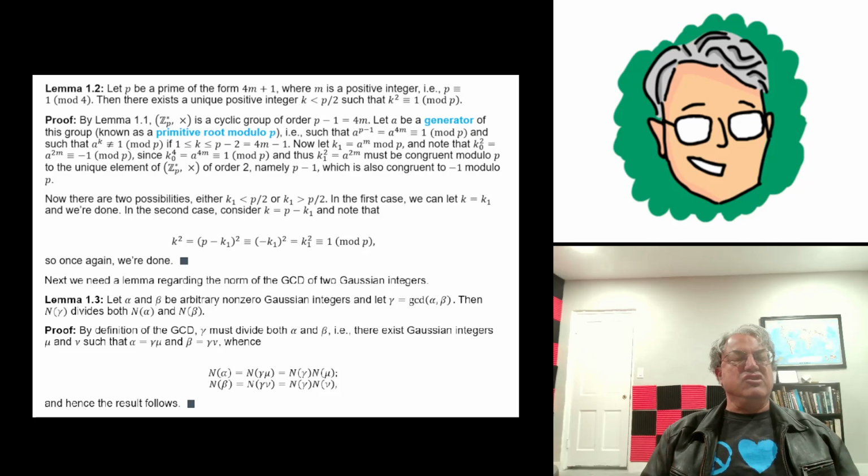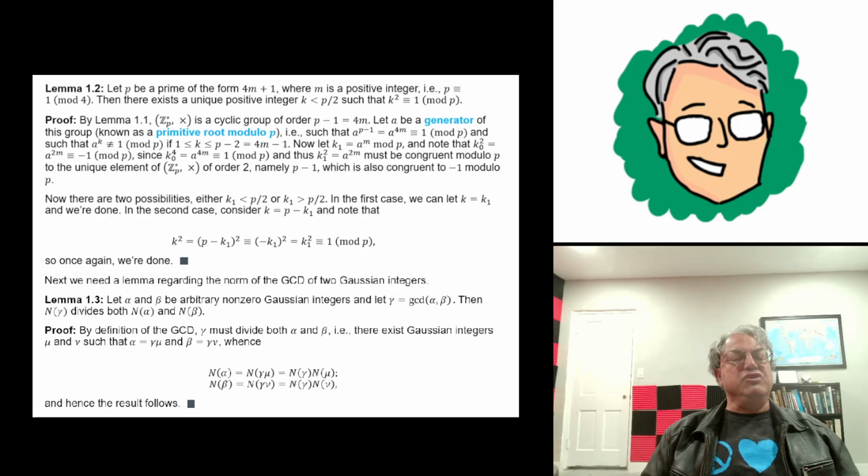That means that we can compute the GCD of any two Gaussian integers. And I even showed how you can do that using the Euclidean algorithm. So we know we can do that. That means that this thing I'm calling gamma, which is the GCD of alpha and beta, is another Gaussian integer. It's a well-defined Gaussian integer that we can actually compute.